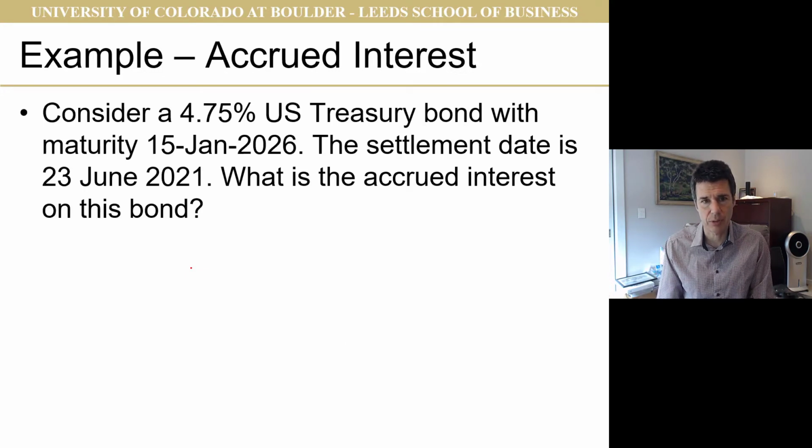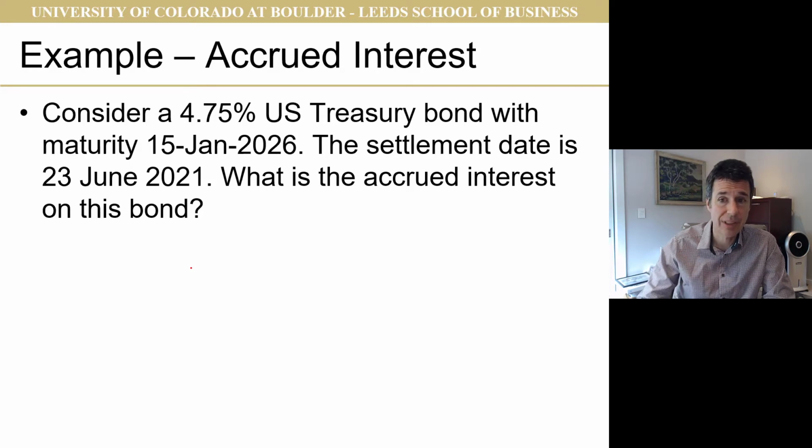So let's do an example. Consider a 4.75% US Treasury bond with maturity 15th of January 2026. The settlement date is 23rd of June 2021. So we want to know what the accrued interest is on this bond.